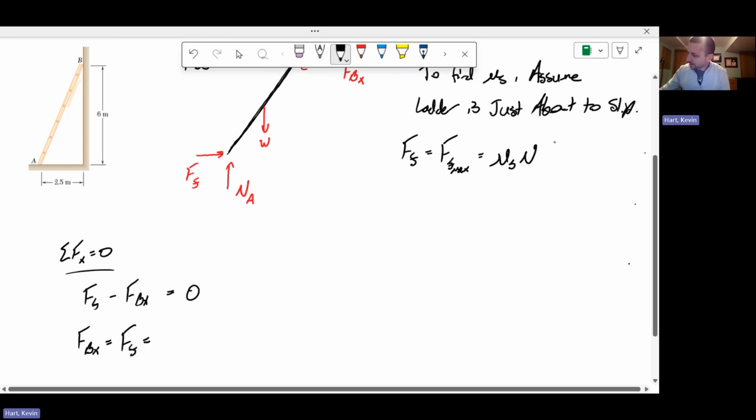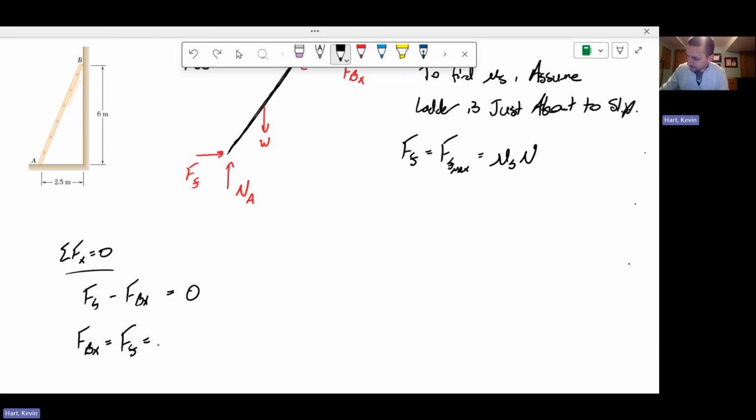And we know over here that the friction force is mu sub s times the normal force. So I'm going to put that in here straight away. If we're right on the verge of slipping, that means we're at the position where the friction force is the maximum that it could be just before slipping occurs. That's mu sub s times N, right?